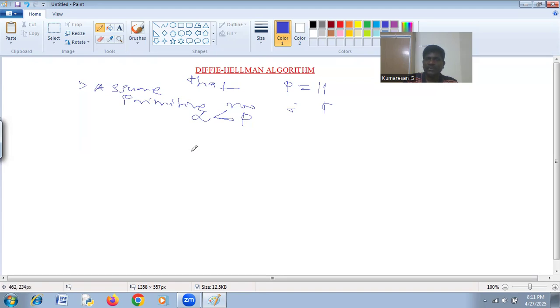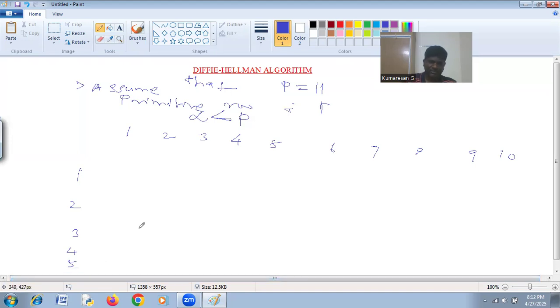Now let's see how to find the primitive root. The primitive root can be calculated based on the prime number. Let us assume that here the prime number is 11. So from 1 to 10 we need to calculate: 1, 2, 3, 4, 5, 6, 7, 8, 9, and 10. So up to 10 we need to calculate.